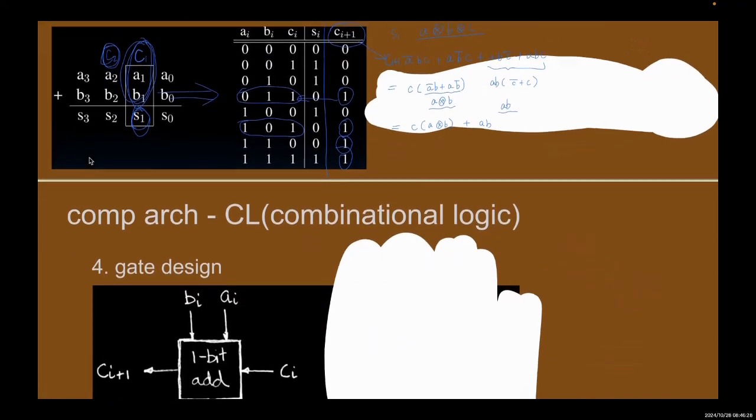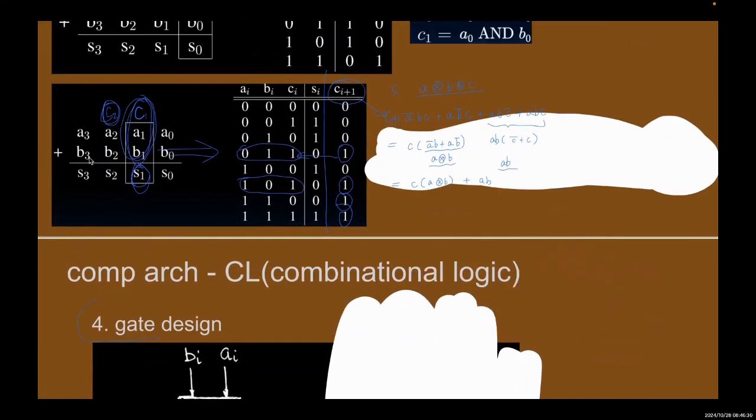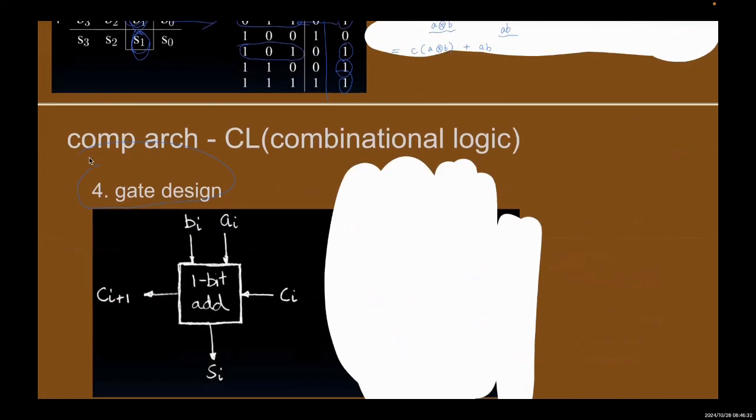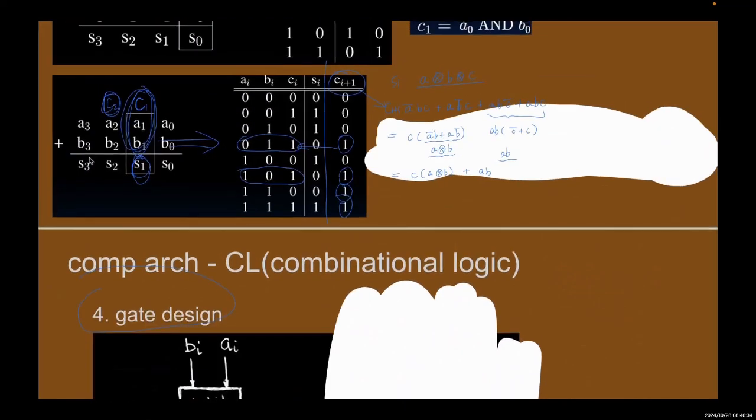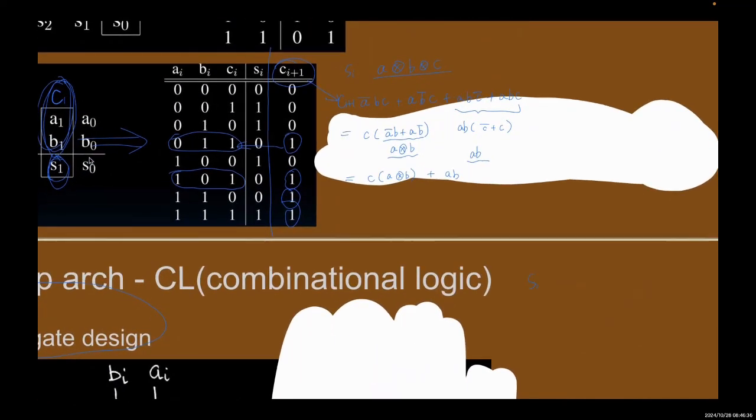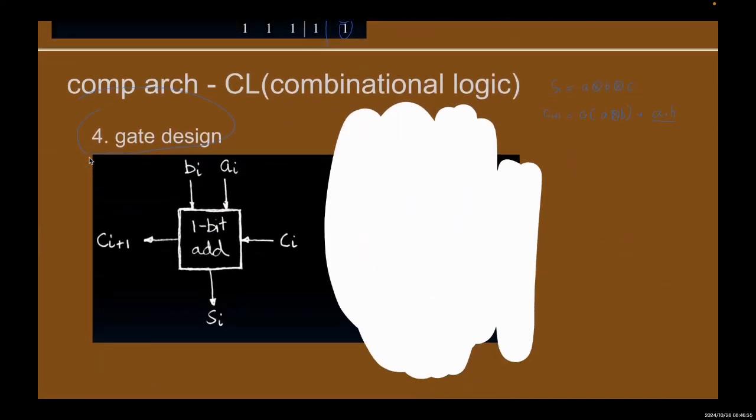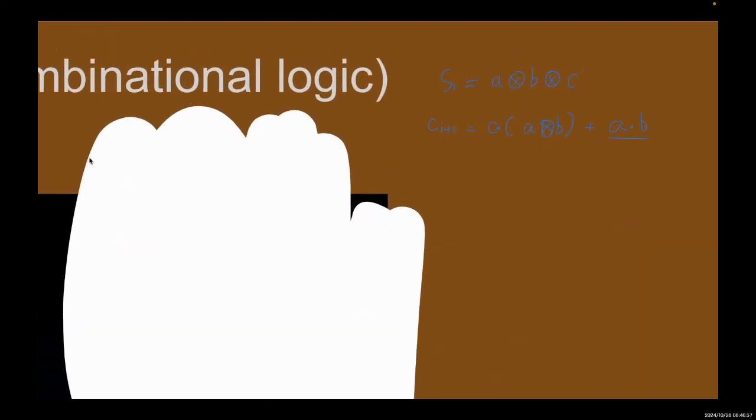Okay, so the final step is the gate design. And so we have S_i equal A XOR B XOR C. And C_(i+1) equal C and A XOR B, and OR A and B. Right? And we do the gate design out of it.